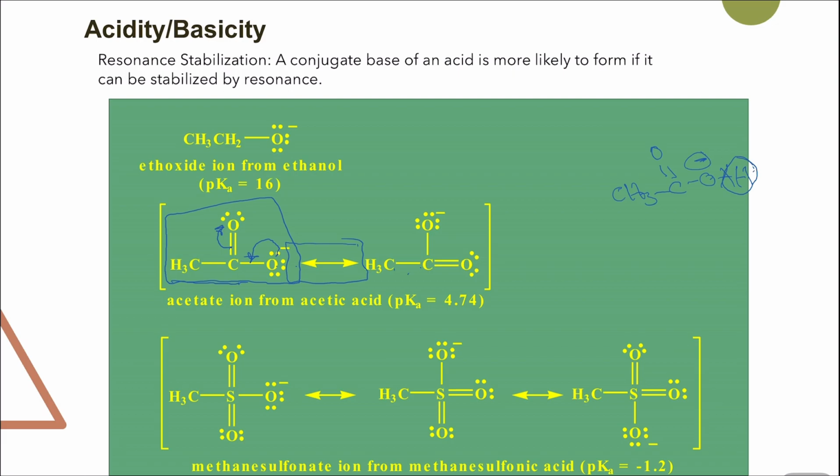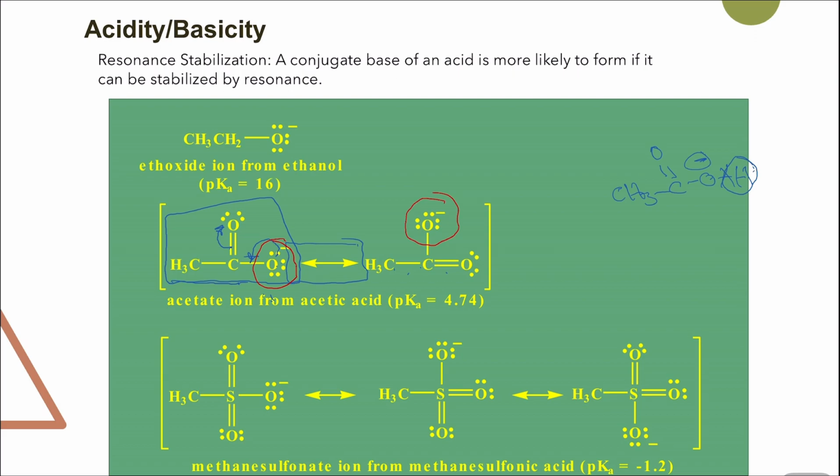The difference between the first and the second one: in the first one you have the negative charge on this oxygen, but in the second one you'll have the negative charge on the other oxygen. This is due to resonance. As you see, no atoms moved at all. It's just movement of electrons, including the double bond.